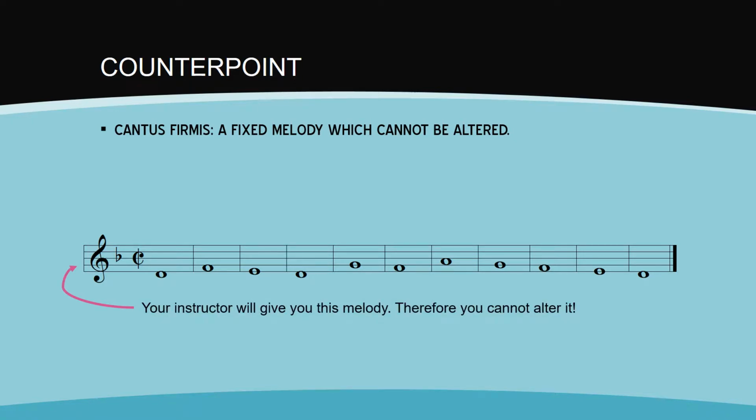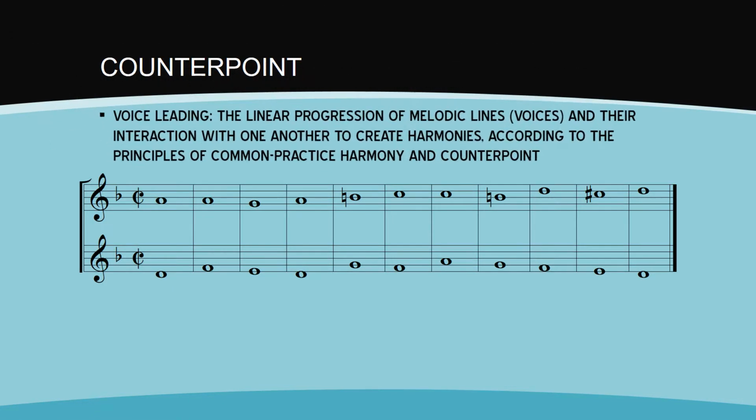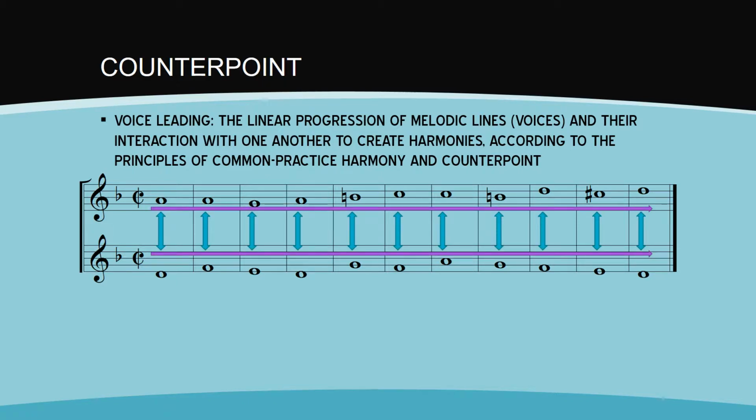In order to write a counterpoint above the cantus firmus, you will need to learn specific rules of voice leading. Voice leading refers to the relationship between the melodic and the harmonic dimensions of music. It is the linear progression of melodic lines, or voices, and their interaction with one another to create harmonies, according to the principles of common practice harmony and counterpoint. As you compose your counterpoint, you will have to follow a set of rules for how both the horizontal and the vertical aspects should be treated.